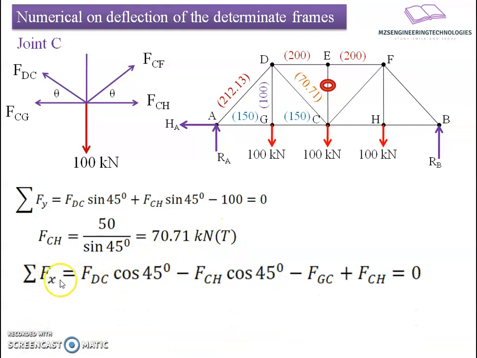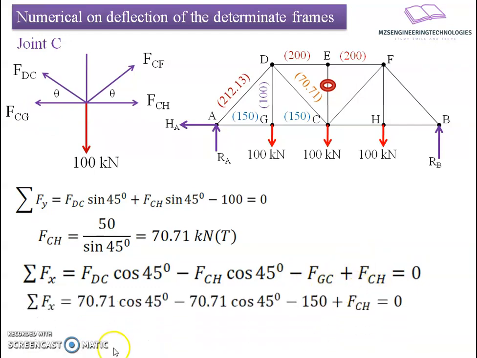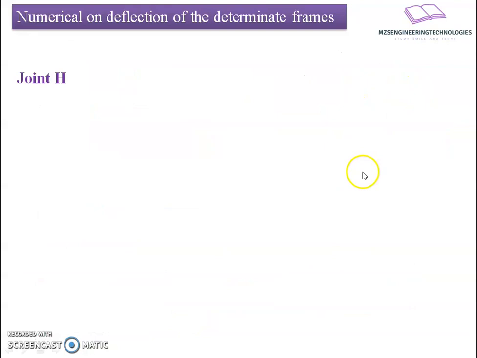Now I will take summation of forces in the horizontal direction. I will take the components here: FDC cos theta is going towards your left hand side, FCF cos theta is going towards the right hand side. They are going to counterbalance each other, whereas FCH and CG will be there, and there will be equilibrium between these two. They will be equal in magnitude but opposite in direction here. So it results in a value of FCH equal to 150 kilonewton tensile in nature. Now I will put these values on the figure and move towards the next joint, joint number H.